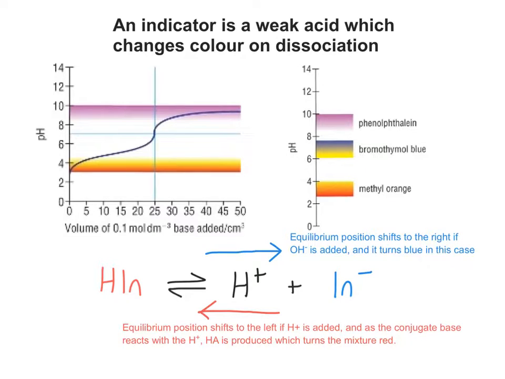So if it's the opposite and you're adding acid in the form of H+, as the conjugate base reacts with the H+, HIn is produced. Or I should really say the indicator as a weak acid is produced, HIn, which turns the mixture red. So in this way an indicator can tell you the pH of your mixture. And different indicators work best within different pH ranges, so you need to choose your indicator carefully.